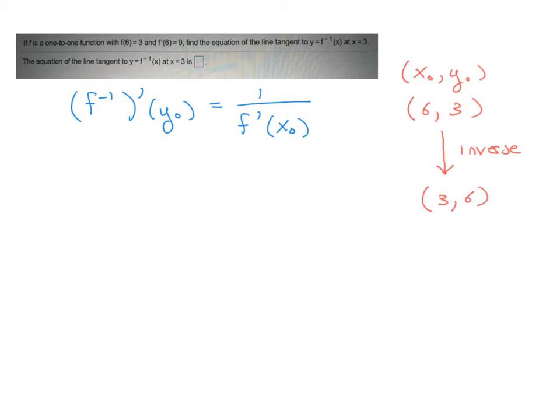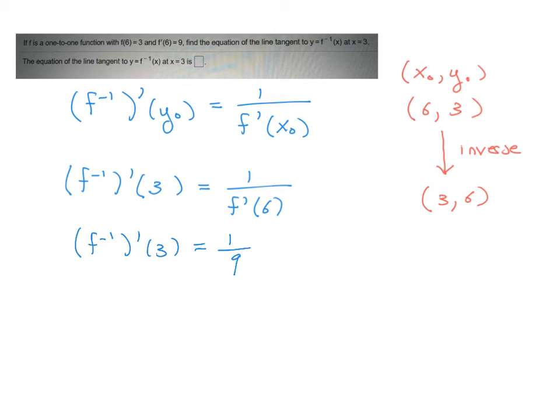So directly in this theorem, I know that the derivative of the inverse at 3 is equal to 1 over f prime of 6. So whatever this value is here is going to be the derivative of the inverse function at 3. And we are also told in the question that the derivative of the original function at 6 is equal to 9, so I'm going to replace this with 9. We get that the derivative of the inverse at 3 is equal to 1/9.